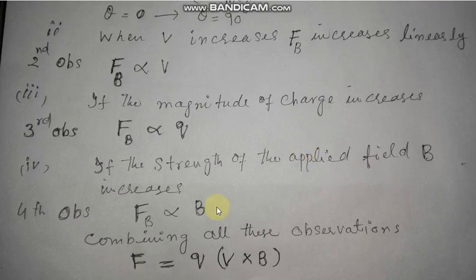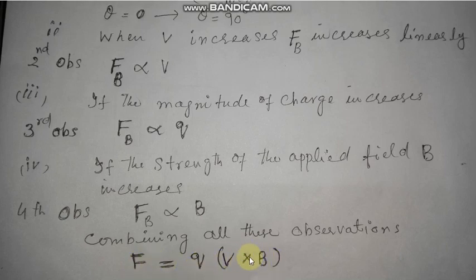So by allowing the charge q to enter into the magnetic field with different strengths, we get this observation that the magnetic force acting on the charged particle is directly proportional to the strength of the magnetic field as well. So all these three observations give us the combined result as F is equal to q times v cross B.